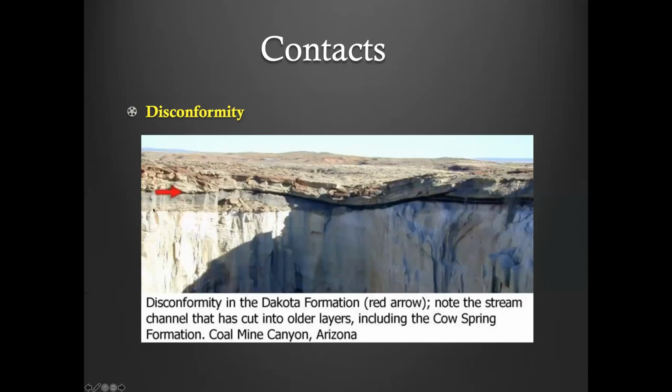So here's an example of a disconformity. This is a disconformity in the Dakota Formation, red arrow. Note the stream channel that is cut. This is a stream channel. This little shallow thing here was a stream channel that cut down through the sediments here. Actually, you can see all this light gray sediment just disappears as this cut down through it. And what we have then is the contact right here, that erosional surface is our disconformity.